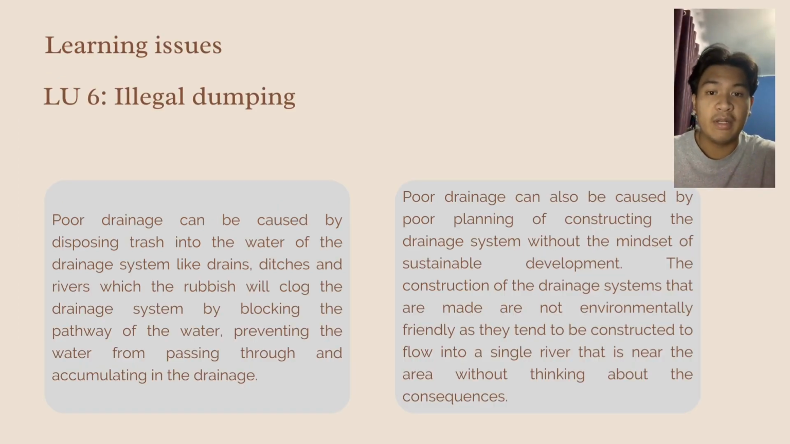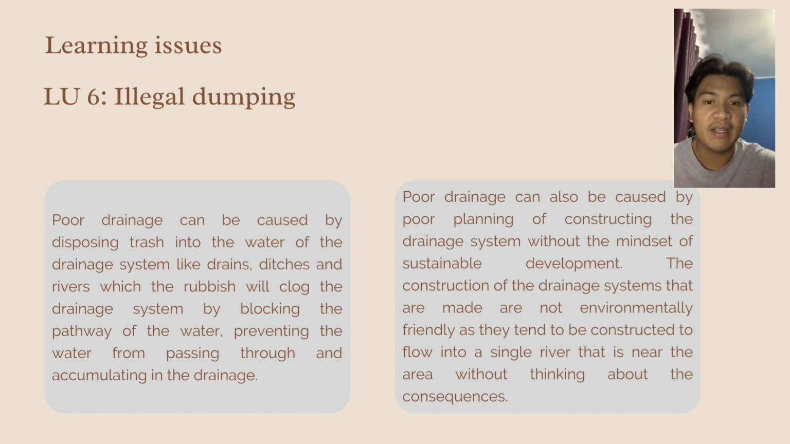Okay, so to answer those questions, the learning issue, which is LU6, is illegal dumping. Firstly, poor drainage can be caused by disposing trash into the water of the drainage system, like drains, ditches, and rivers, where the rubbish will clog the drainage system by blocking the pathway of the water, preventing the water from passing through and accumulating in the drainage.